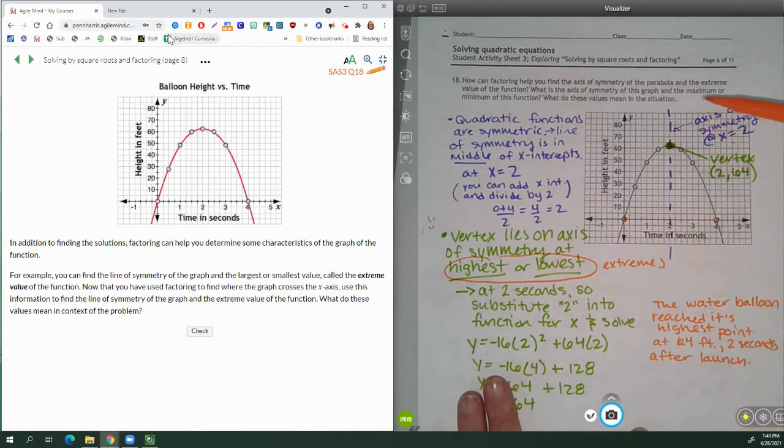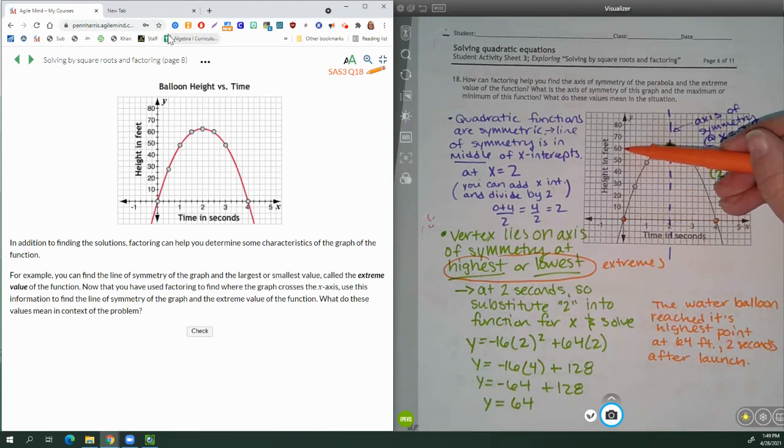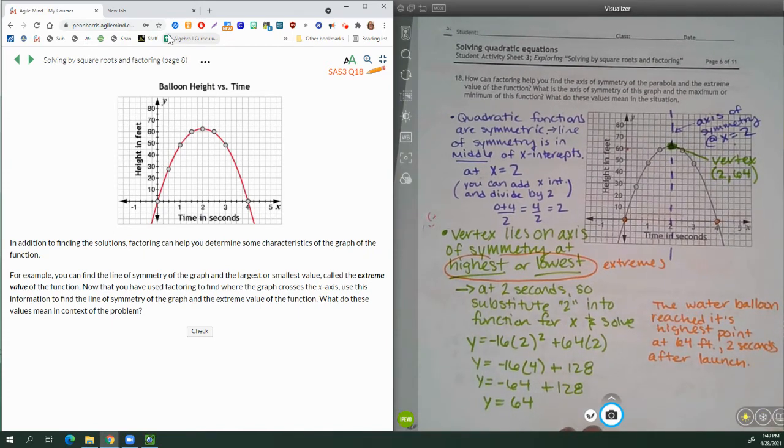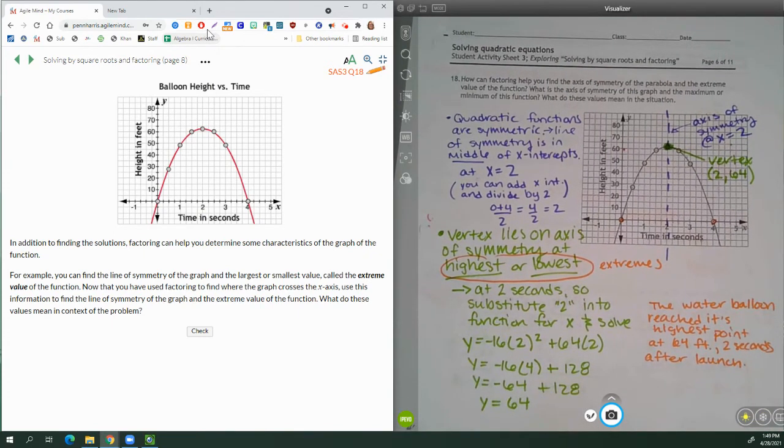Okay, so we know our axis of symmetry was at 2 seconds. So if I fall over to 2 seconds and go up, where is that at? It's at roughly 64, meaning the water balloon reached its highest point at 64 feet, which was 2 seconds after its launch.